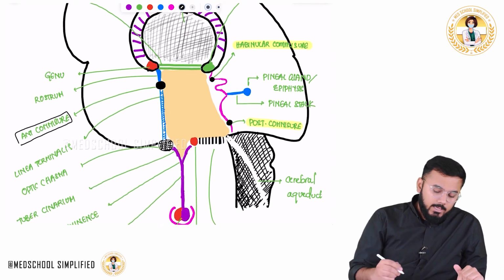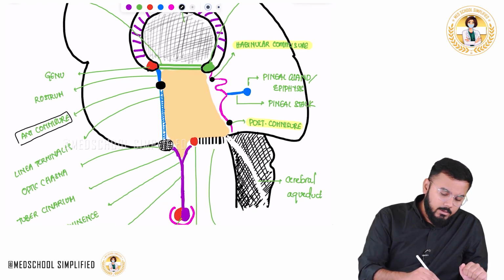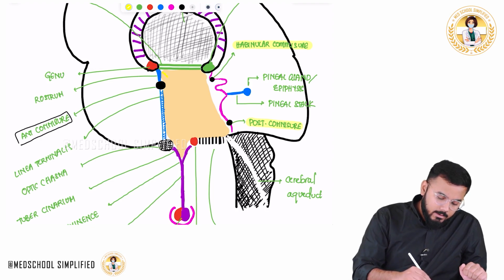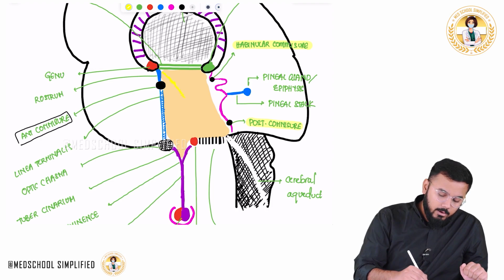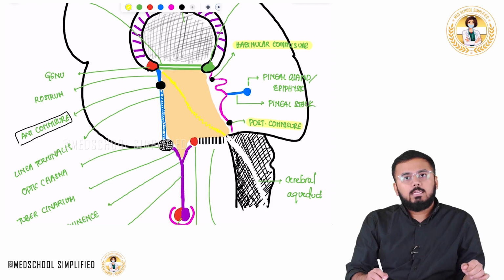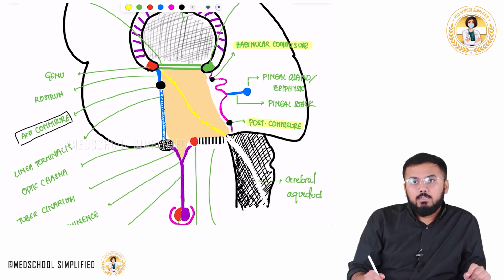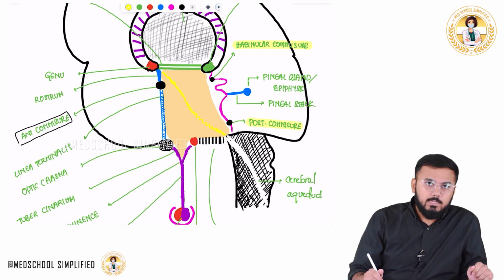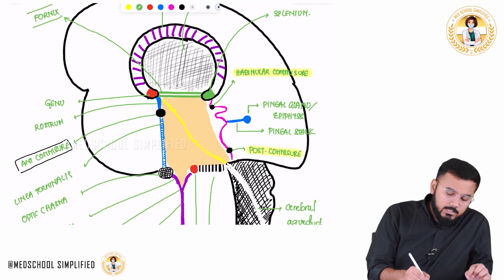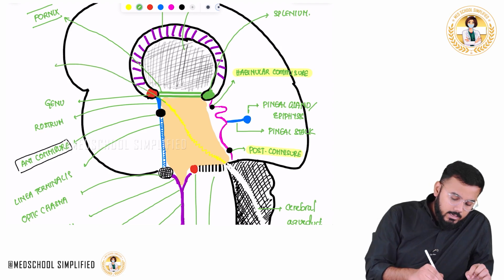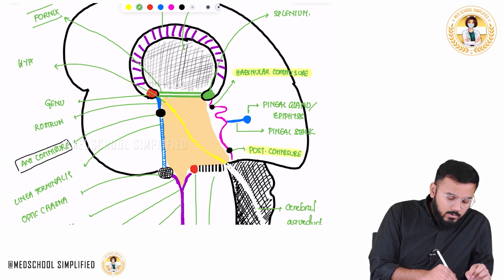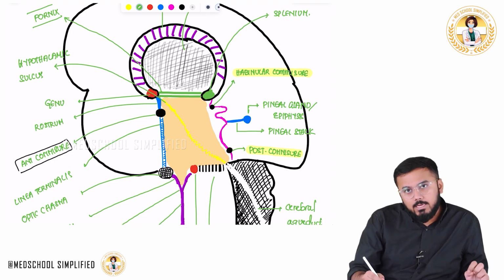Second important thing is that here exactly, let me use a yellow sketch. You see that I am drawing some yellow color line in between like this, right? This yellow color line is nothing but a sulcus. What is the name of this sulcus? This sulcus is called the hypothalamic sulcus. So what is this hypothalamic sulcus doing?